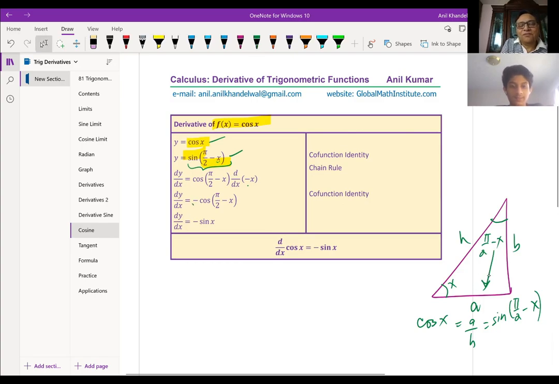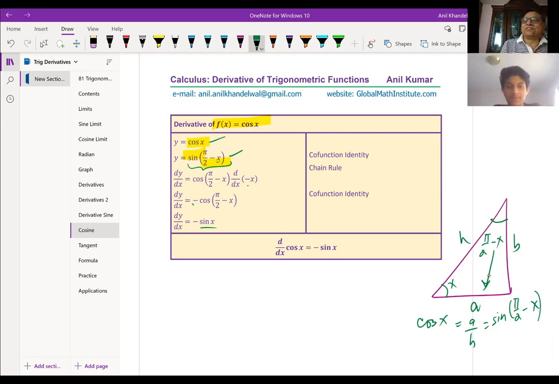For sine derivative, we got cosine of the argument. Argument here is pi by 2 minus x. Right. And now cos pi by 2 minus x is sine x. So we replaced cos pi by 2 minus x with sine x. And we got our expression minus sine x. Get the idea? Yes, sir. Perfect.